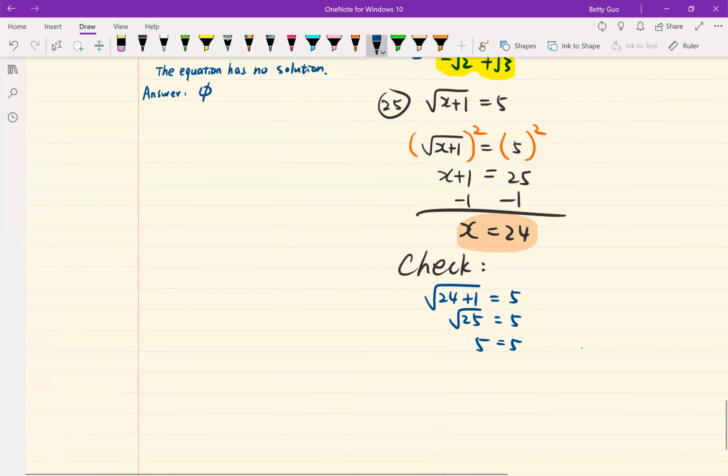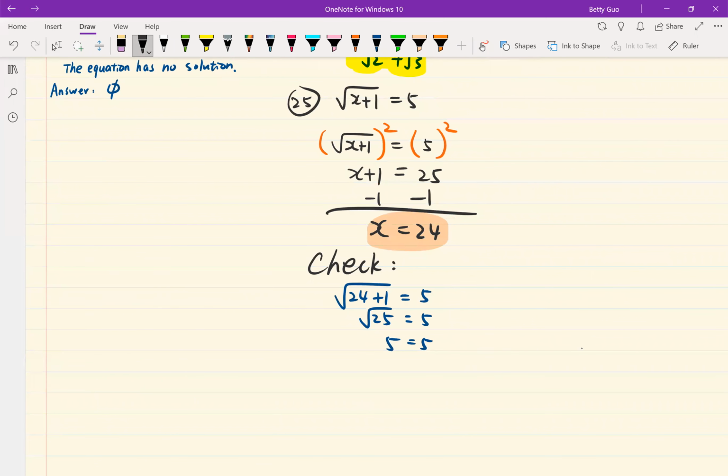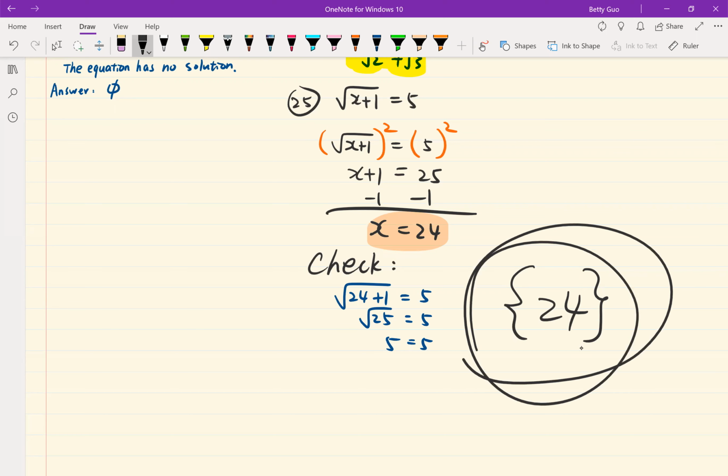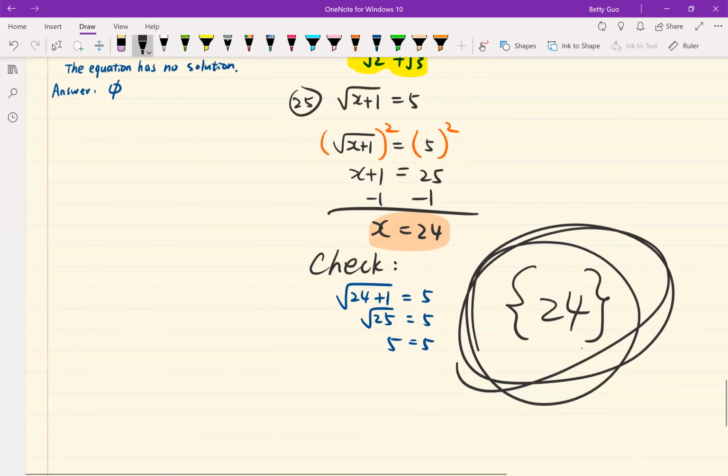So the answer you're going to choose is this. You see the braces, that is a set. The solution set is a set containing one solution, which is 24. All right, that's the answer you need to choose from A, B, C, D. Last problem, number 26.